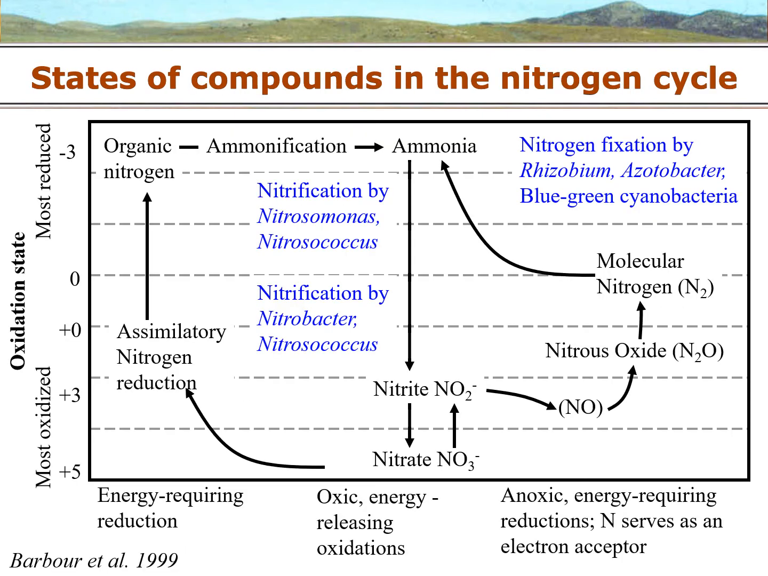This diagram is from the Barber book and illustrates the various forms of nitrogen in the nitrogen cycle and the types of organisms that are involved with some of the changes. So if you look to the far right, again we have the molecular nitrogen, N2, which is part of the air, and again the nitrogen fixation can occur via these diazotrophs that I talked about on the last slide.